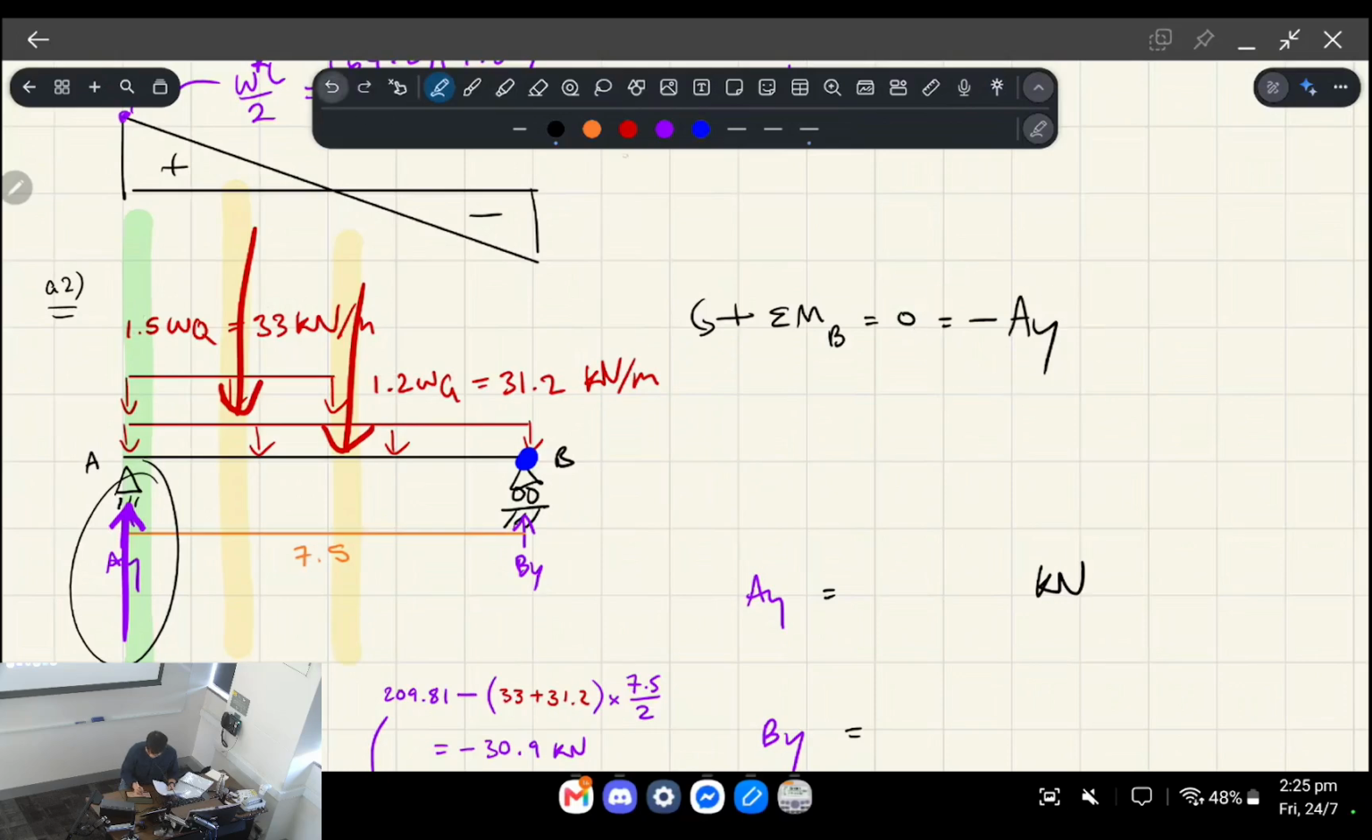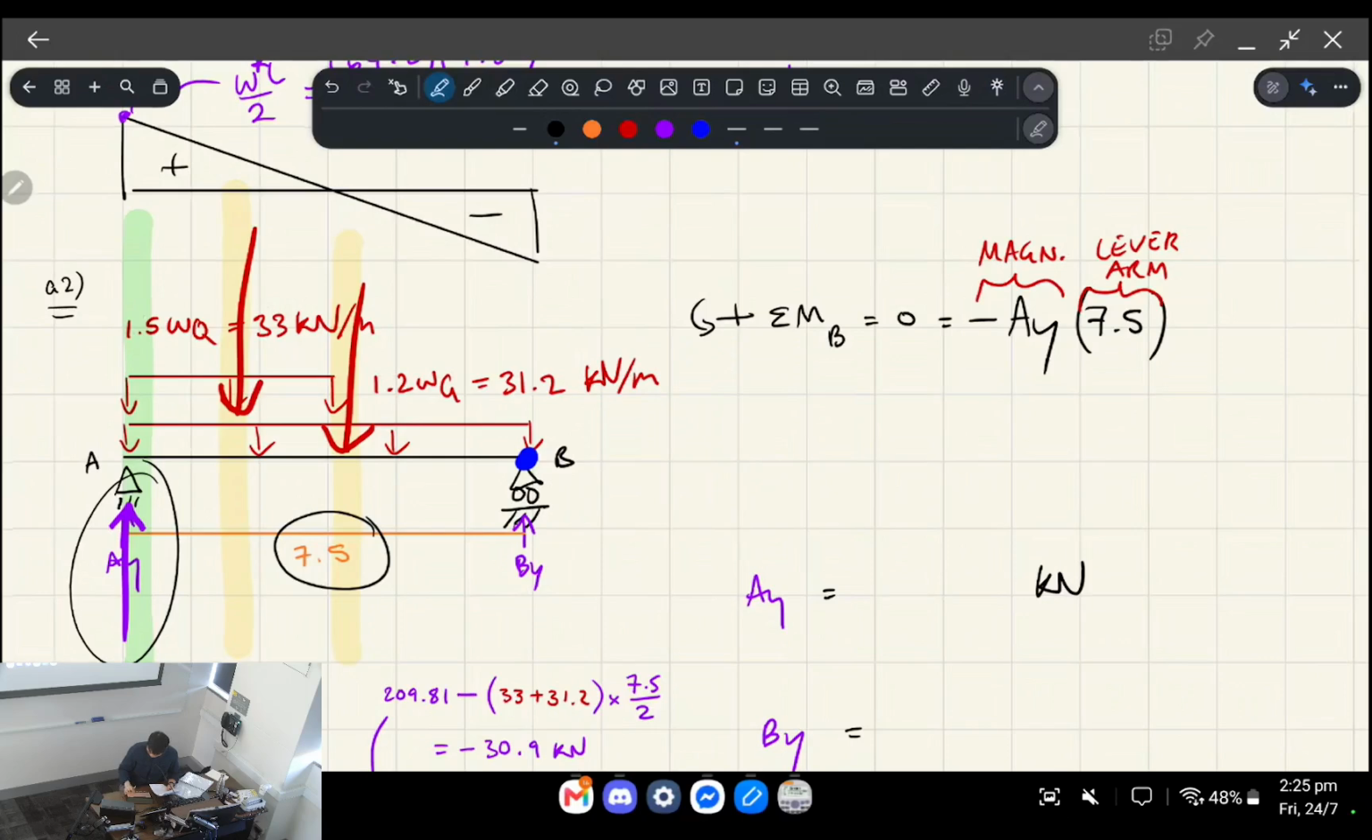Meaning that since we're considering counterclockwise as positive, this is going to result in a clockwise moment and therefore be negative. Okay, so negative AY multiplied by the lever arm of 7.5 meters. That's your force magnitude. That's your lever arm. And we're going to do that for every single force that we see here.